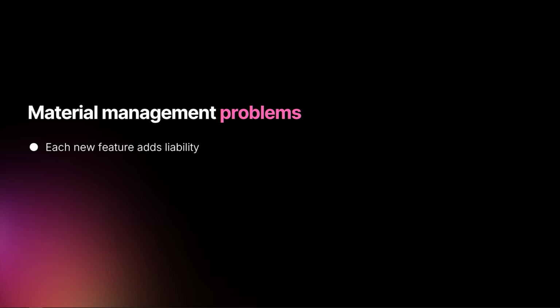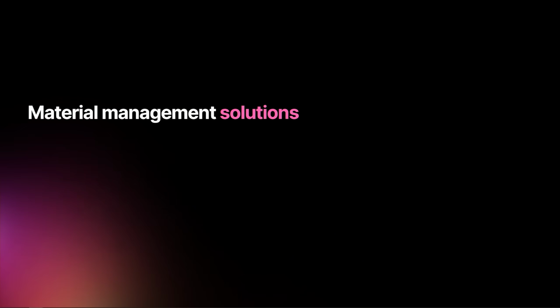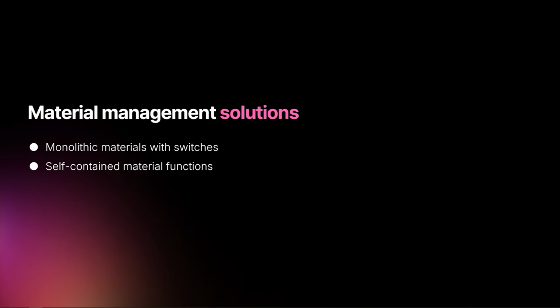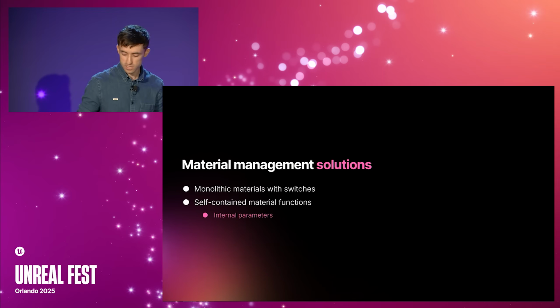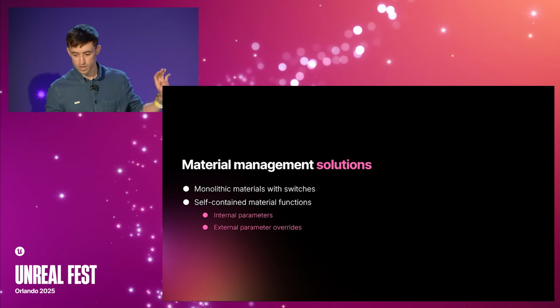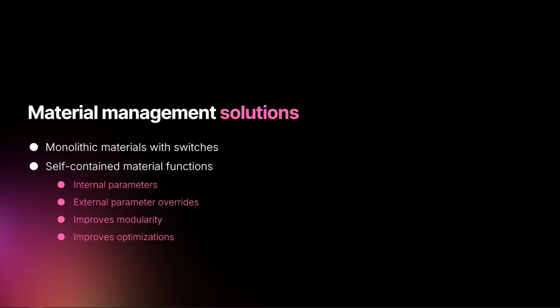So how do we manage all these problems? Each new feature set adds liability. We have many material types that are very cumbersome to maintain, and we also have this 2-texture set blend that requires a whole bunch of parameters. So the solution is, we like to use monolithic materials with a bunch of switches. Everything has to be self-contained within the material functions. This means that we have internal parameters for almost all of our functions, but we have external parameter overrides that we can use to just do something else from an upstream node. This improves modularity, and it also improves optimizations.